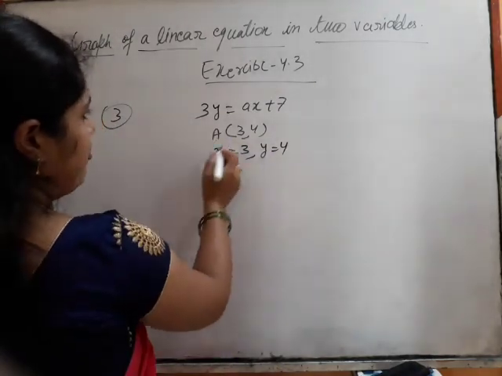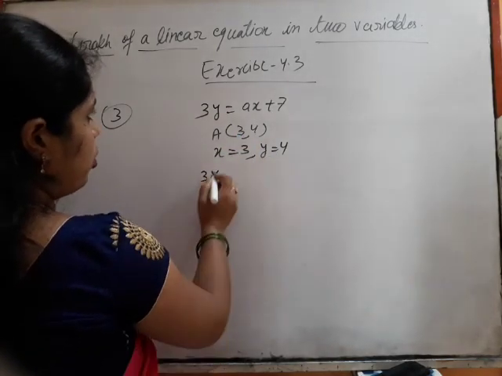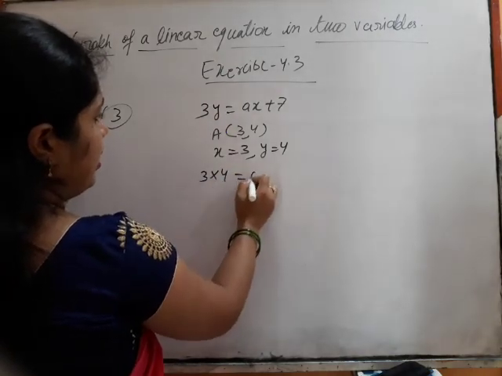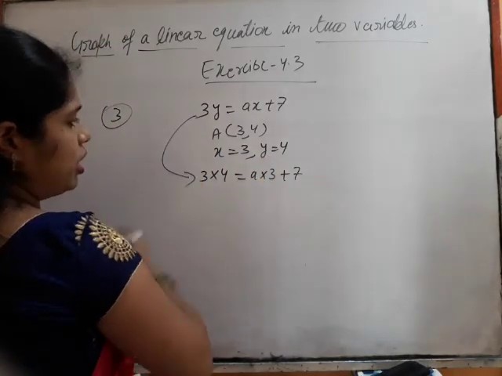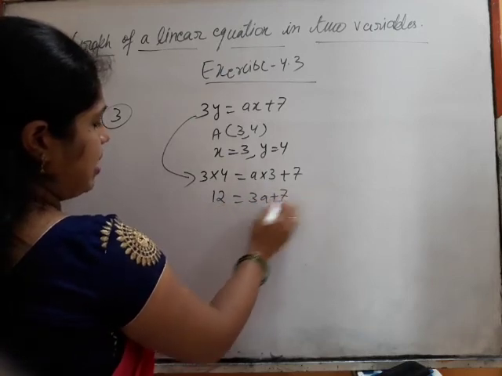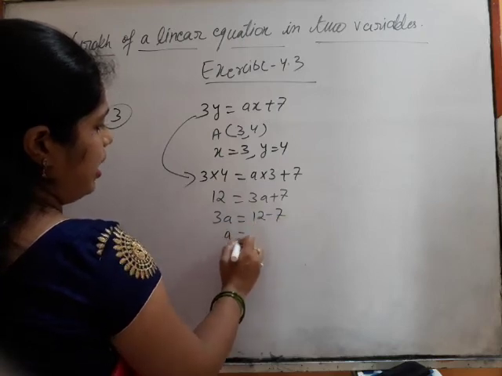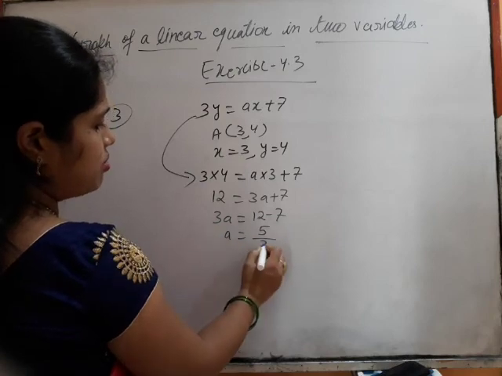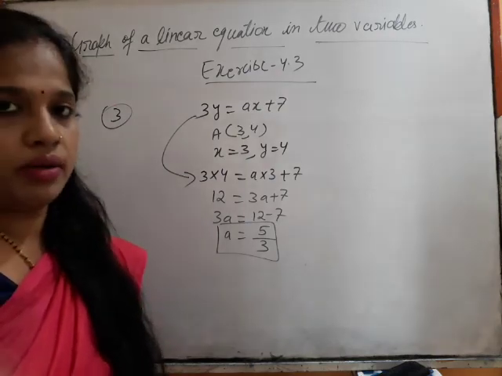So we have to put x equals 3 and y equals 4. So 3 into y's value 4 equals a into x's value 3, plus 7. 3 4s are 12, equals 3a plus 7. Now 12 minus 7 is 5, and 3 will come down to give you the value a equals 5 upon 3.